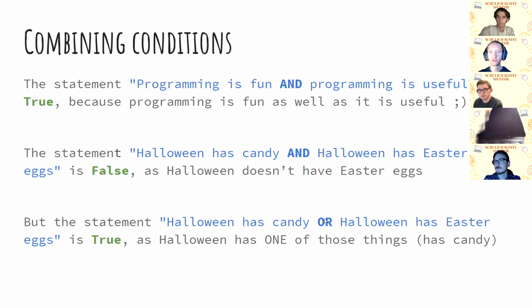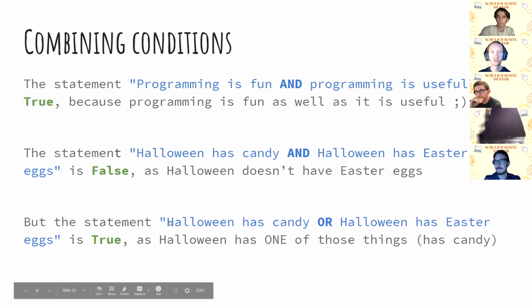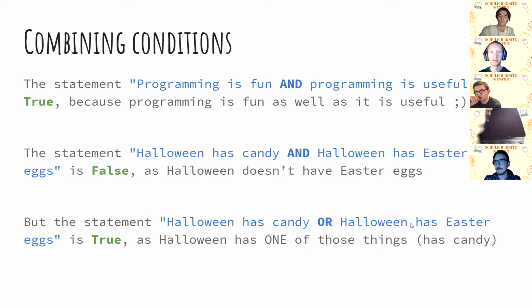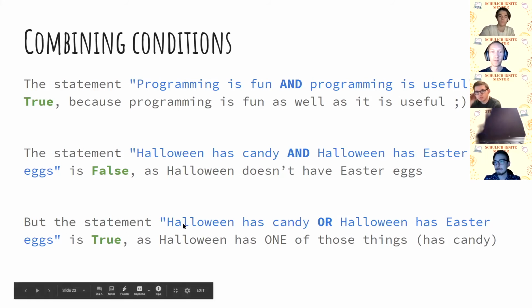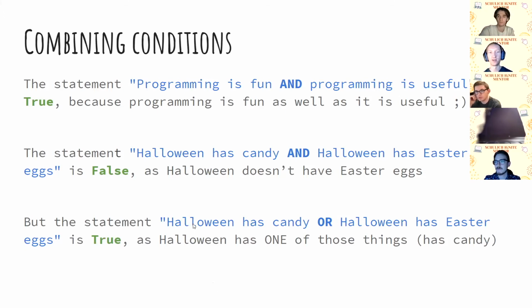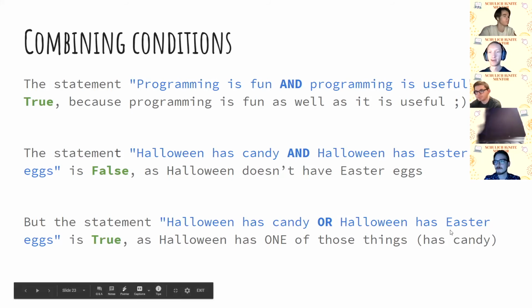And there's also an or logical operator that we can use. So this one is going to be if one of those things are true or both of them. So Halloween has candy, that part is true. Halloween has Easter eggs, that part we know that's not true. But the statement as a whole that Halloween has candy or Halloween has Easter eggs, that is true because one of those things is true.